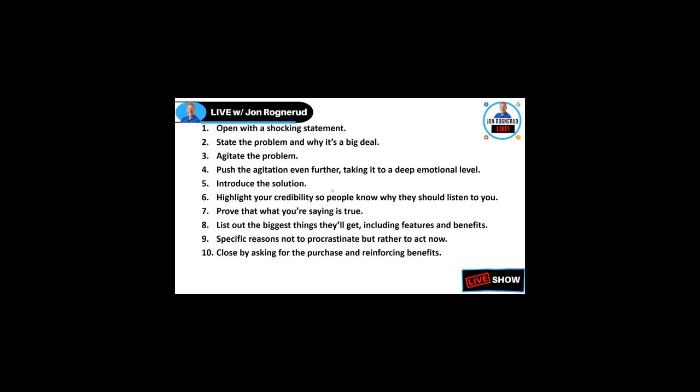Number five, introduce the solution. Number six, highlight your credibility so people know why they should listen to you. Number seven, prove that what you're saying is true. Number eight, list out the biggest things they'll get, including features and benefits. Number nine, specific reasons not to procrastinate, but rather to act now. Number ten, close out. Close by asking for the purchase and reinforcing benefits.